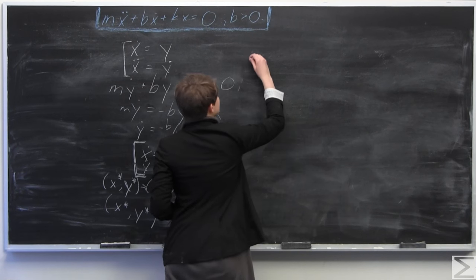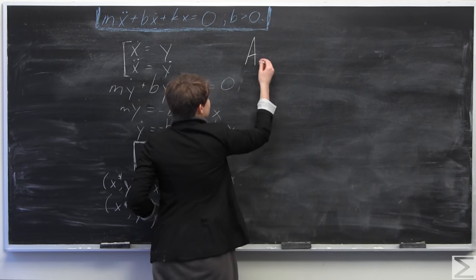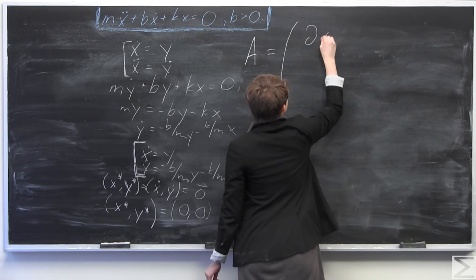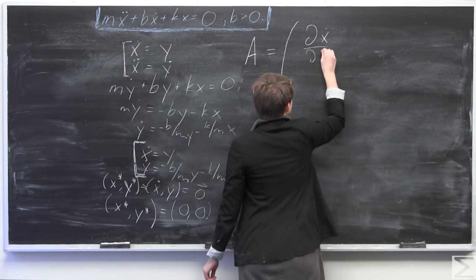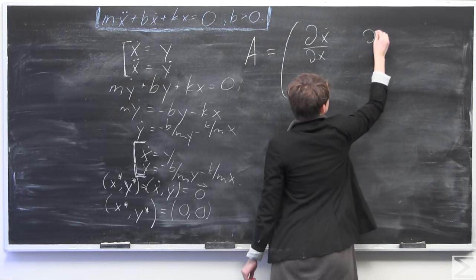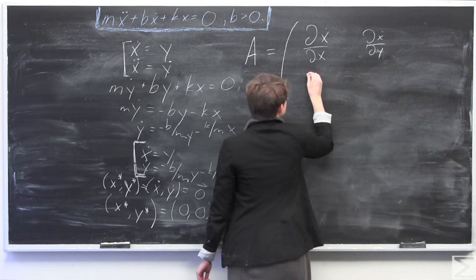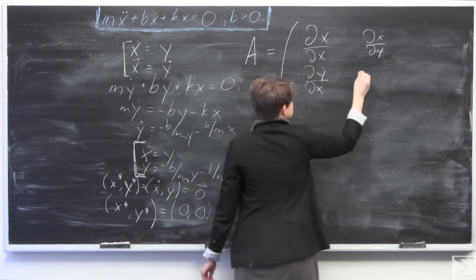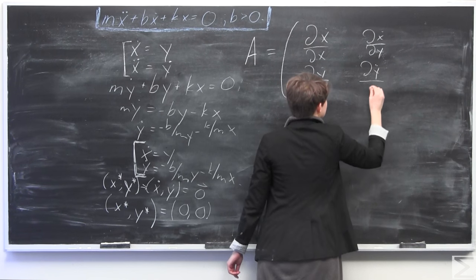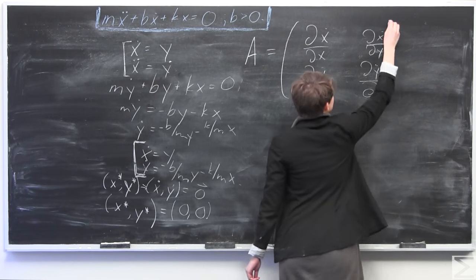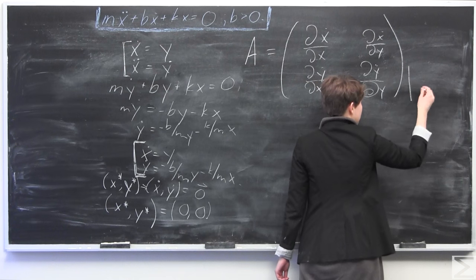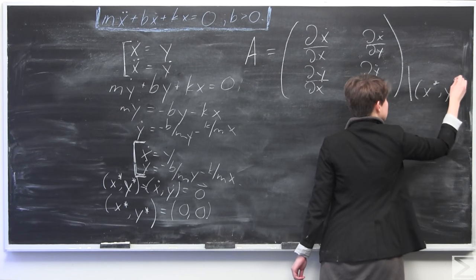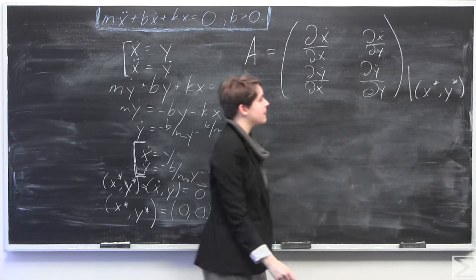So the Jacobian matrix, which I'll call A, is equal to, as you may be familiar with, partial x dot partial x, partial x dot partial y, partial y dot partial x, partial y dot partial y. And this is all evaluated at our fixed point, x star, y star.